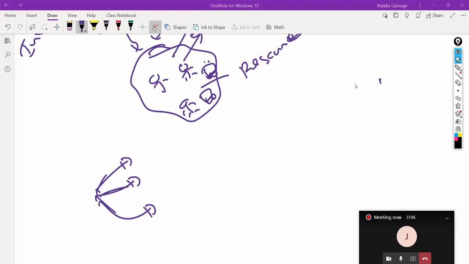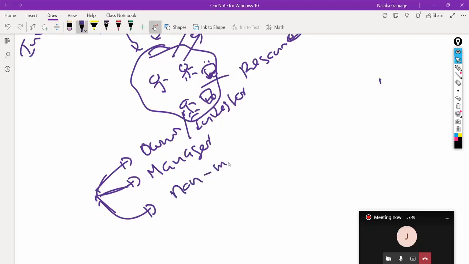Forget about the customers and suppliers; look at the internal people. Managers, yes, management. Owners, yes, owners or the investors. So obviously the third category is what now? You should be able to tell the third one very easily, right? The non-management staff. They are not managers, but they are working.